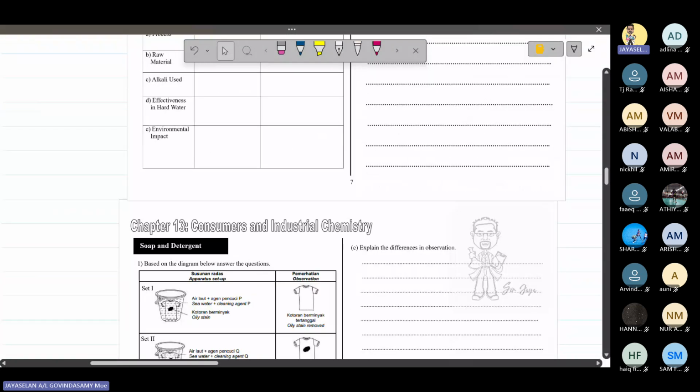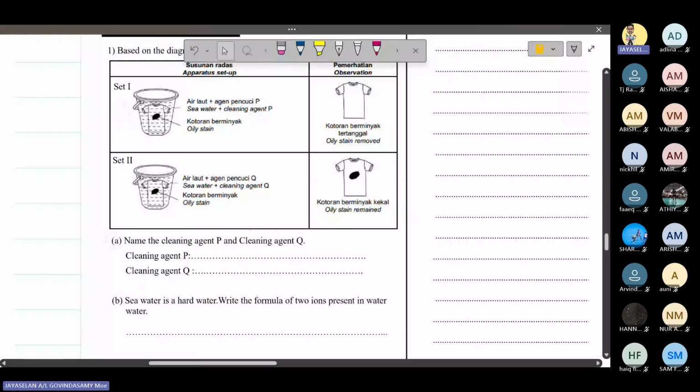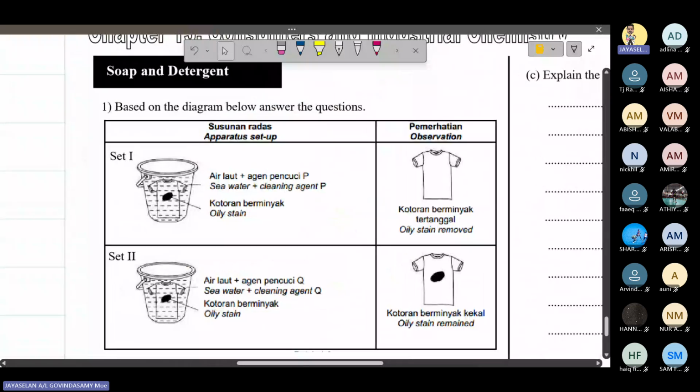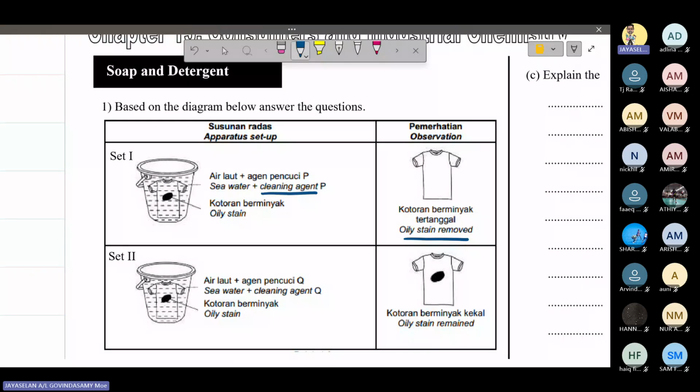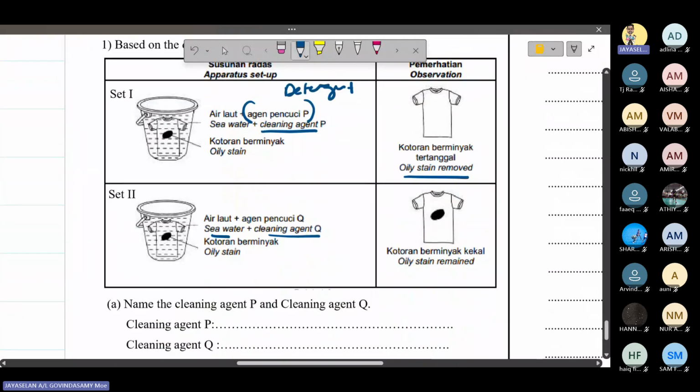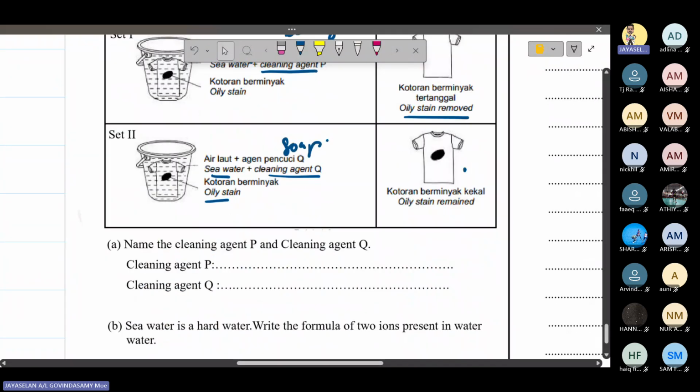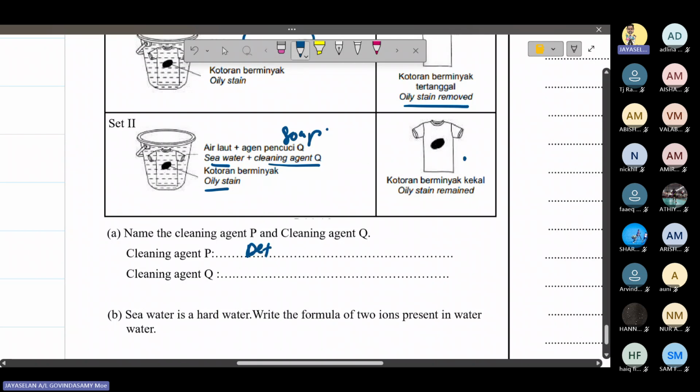We do this question tomorrow. This is an SPM format question. Set 1, seawater, add water, they put cleaning agent P, here the oily stain is removed. So here this cleaning agent P is what? Detergent. Next one, add water, cleaning agent Q, the oily stain after wash remains. So this is called what? Soap. So write down detergent, and this is soap. You take your 2 marks.